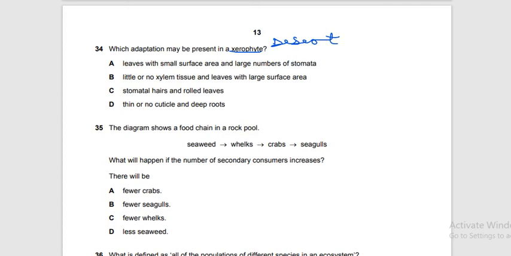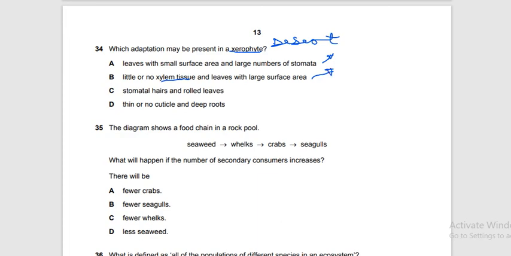So here we have leaves. It said leaves with small surface area and large number of stomata, little or no xylem tissue. No. Leaves with small surface area and a large number of stomata will lose a high amount of water, so transpiration will take place. That's not an adaptation. Little or no xylem tissue? That's wrong. You need xylem to transport water because the plant needs water for survival. With large surface area? Large surface area means it will lose a high amount of water.